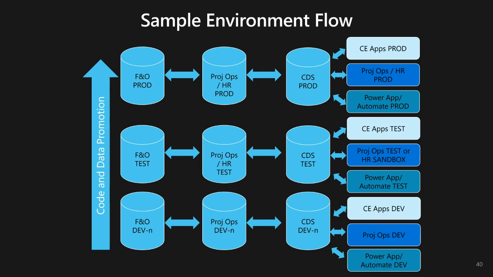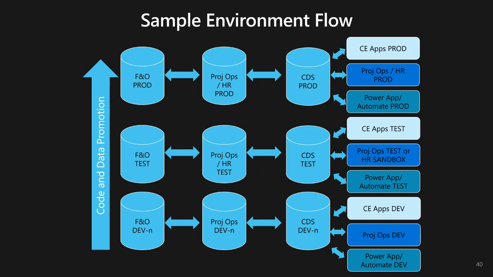We start at the bottom, in our development environments always, and we generally move up through our test and into our production environments. Your environment plan may have more environments, and you'll want to make sure that all of those environments are included. Now in this diagram, you can see the left column shows the F&O environments, which are dev, test, and prod. And then in the middle column, we have project operations or human resources.